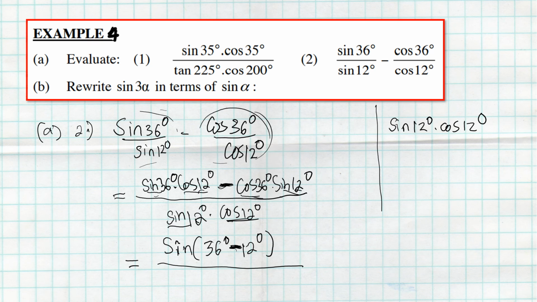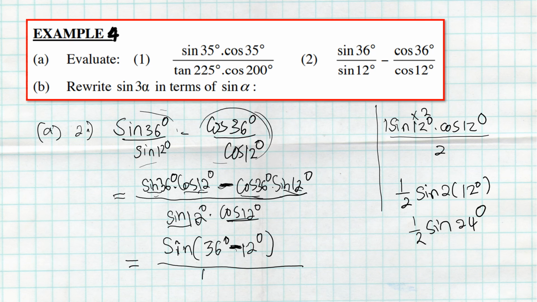Okay, let me just show you here. We divide the whole expression by 2. We have 1 there, to be 1 over 2. Then we double the angle by 2. We multiply by 2, so it will be 2 into 12 degrees, right? So it will be 1 over 2 sine 24 degrees. So we can replace that one by 1 over 2 sine 24 degrees.